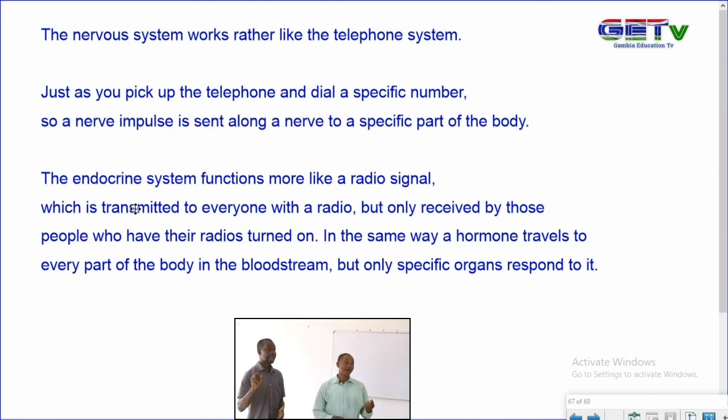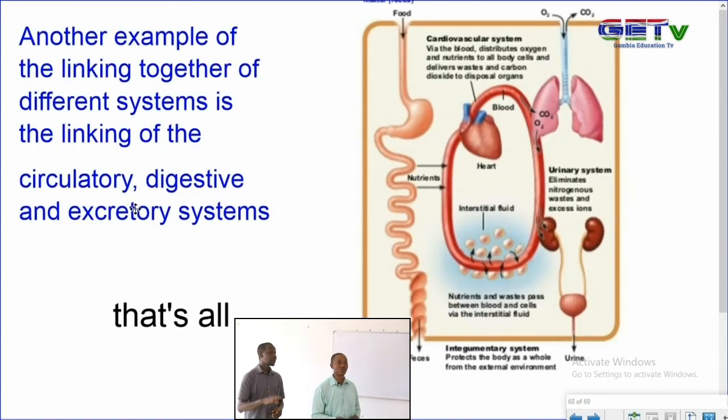Okay? The endocrine system functions more like a radio signal which is transmitted to everyone with a radio, but only received by those people who have their radios turned on. So what we're trying to say here is that it targets certain areas. It doesn't go to everybody. They are specific in where they go when they are released. They move around the whole body until they reach the specific target. Like we're saying, if you have a radio and they speak to you, then only you would respond to that.